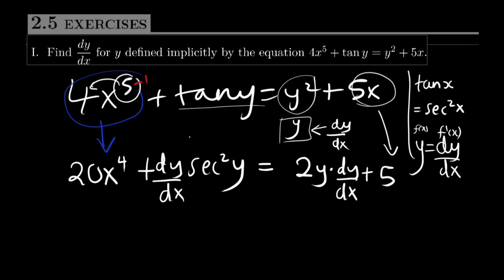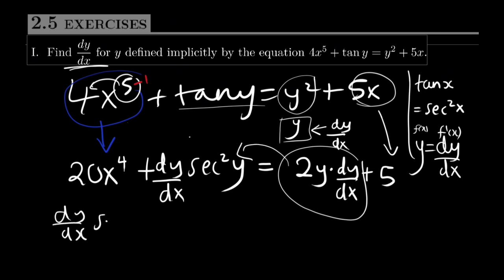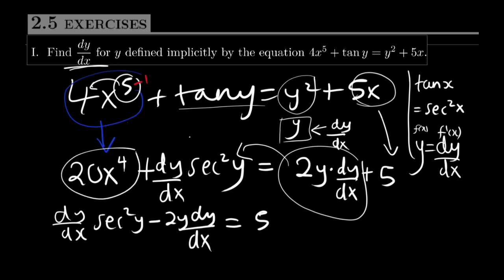So now how can we find dy over dx? Well, we will solve this just like how we solve normal equations. So we will take 2y multiplied by dy over dx to the other side. So we'll have 10 dy over dx subtracted by 2y dy over dx equals to 5, and then we'll take this 20x^4 to the other side. So we'll have minus 20x^4.